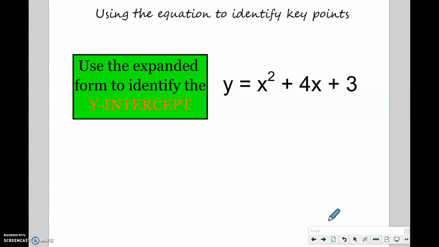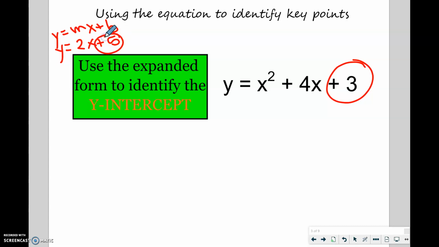When I am looking for the y-intercept, I'm going to use the expanded form. So if I have the expanded form, it's really easy to see what the y-intercept is. The y-intercept is going to be the number without the variable. Kind of like when we had our y equals mx plus b form, the number without the variable, like let's say it was 2x plus 5.